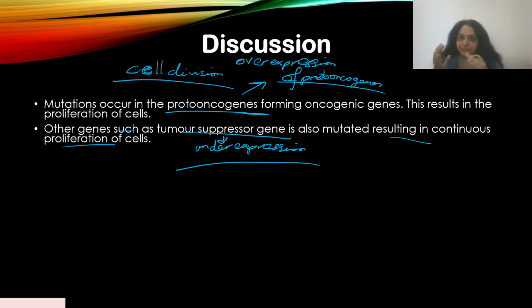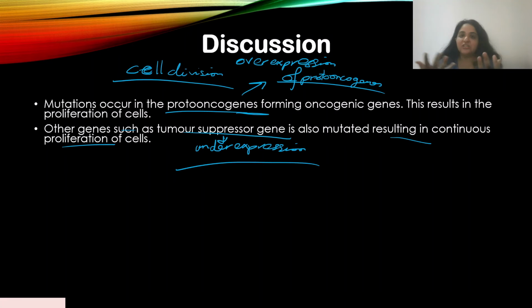Just remember that. This is how a normal cell is converted into a cancer cell. It's not just one type of mutation in proto-oncogenes. No, it doesn't work that way. There are various other mutations happening continuously in the cell, which eventually lead to the formation of cancerous cells.